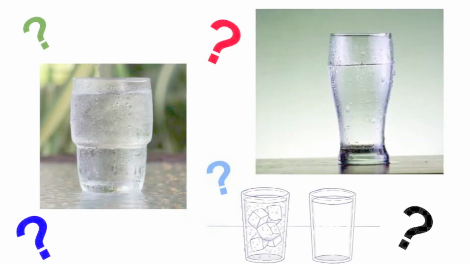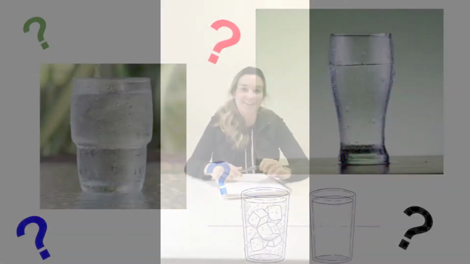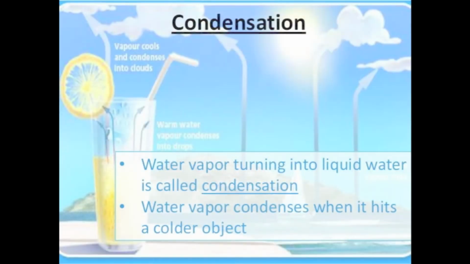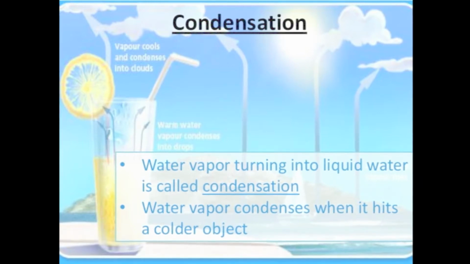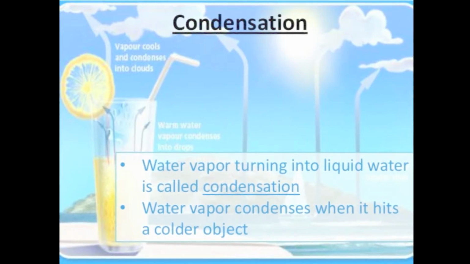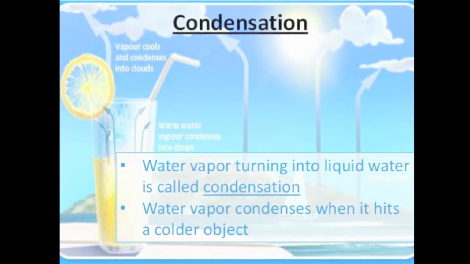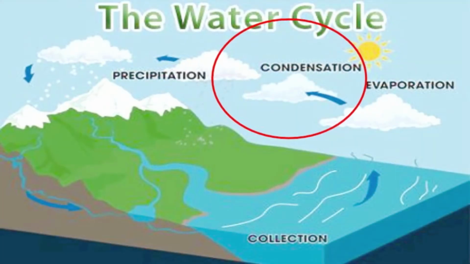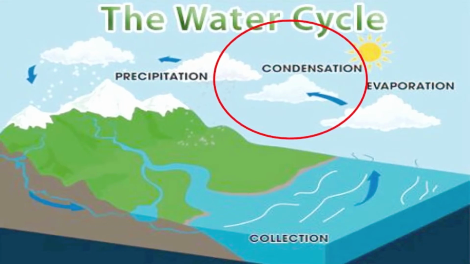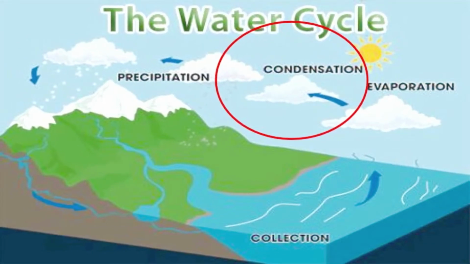Now I have a question for you. Have you ever noticed water on the outside of your cold glass of water on a hot day? Yes, whenever it's hot outside and I have a cold glass in my hand, my glass gets all sweaty. That is called condensation. After water is evaporated and turned into gas, the water vapor in the air gets cold and changes back into liquid. This process forms clouds, which can produce rain, hail, or snow.